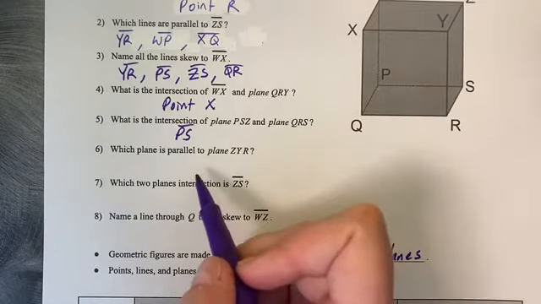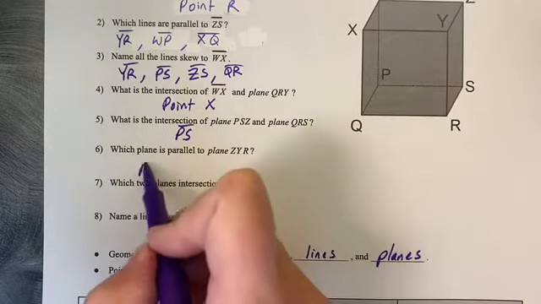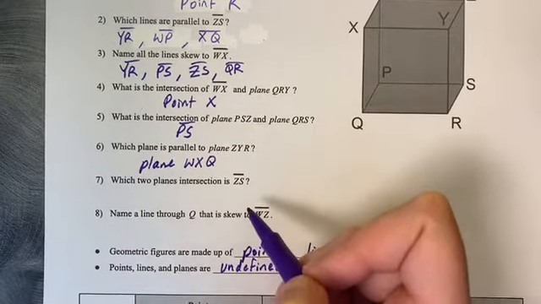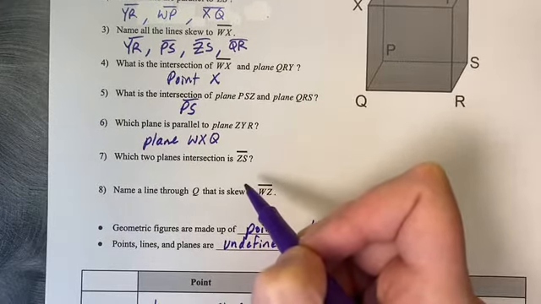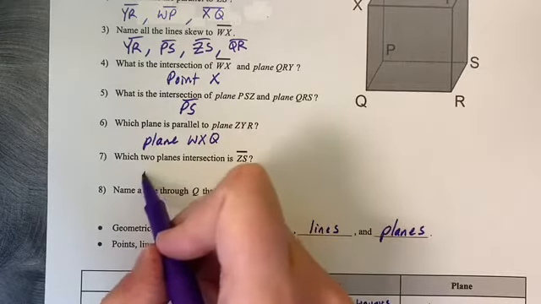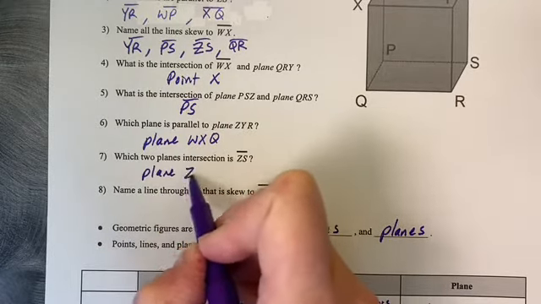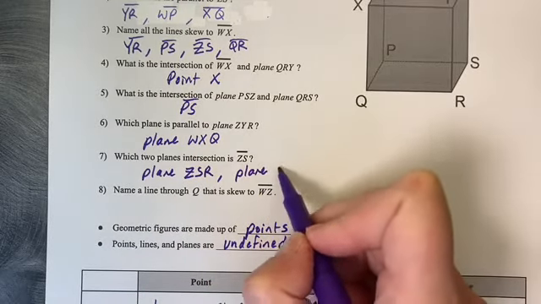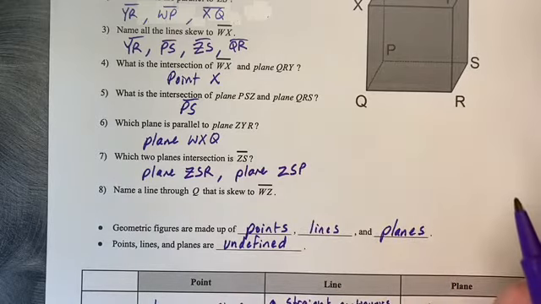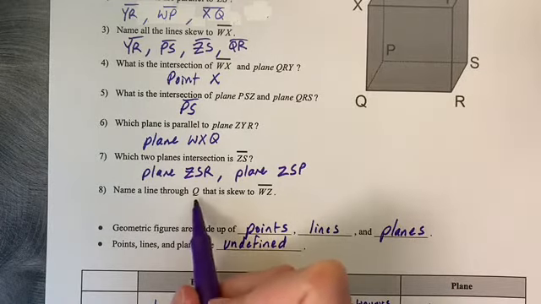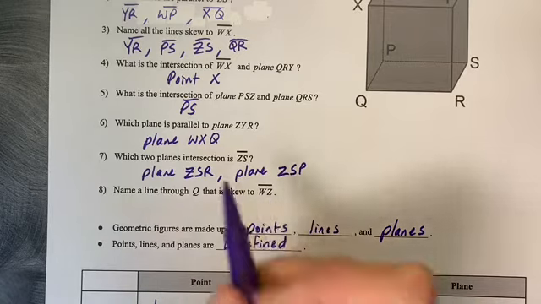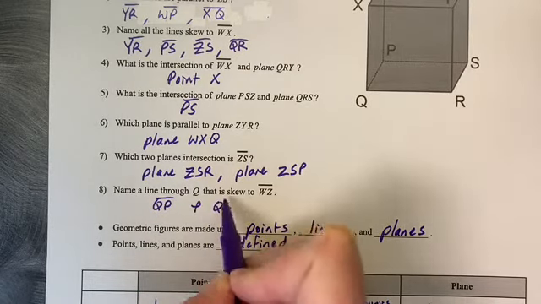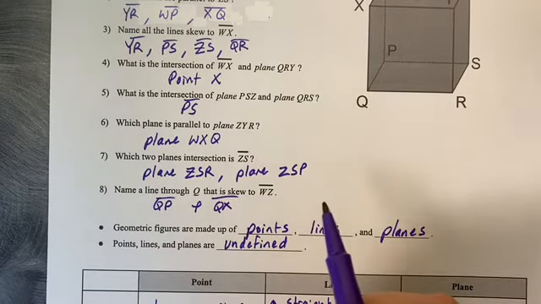What plane is parallel to plane ZRY? Plane WXQ. Which two planes intersect in ZS? Plane ZSR and plane ZSP. Name a line through Q that is skew to WZ. QP and QX. Thank you.